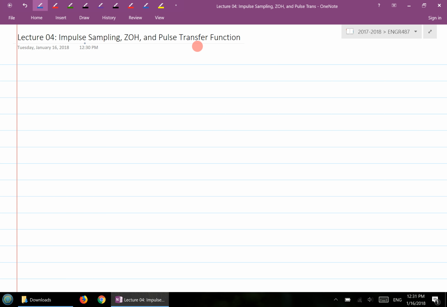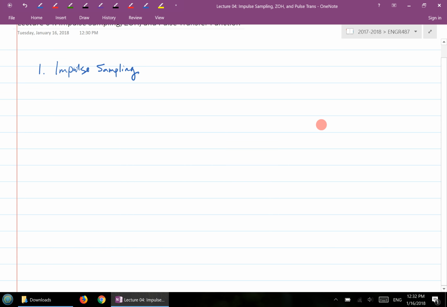In order to do that, we have to explain two concepts first. The first concept is the so-called impulse sampling. Then we'll look at another concept called the zero order hold, and then we'll look at how we derive the pulse transfer function. Okay, first of all, impulse sampling.